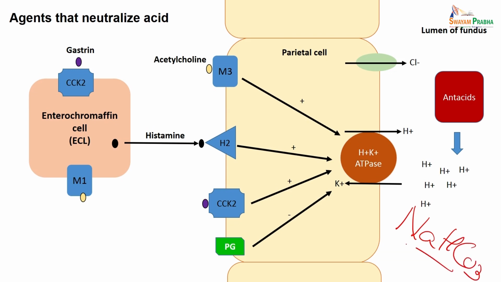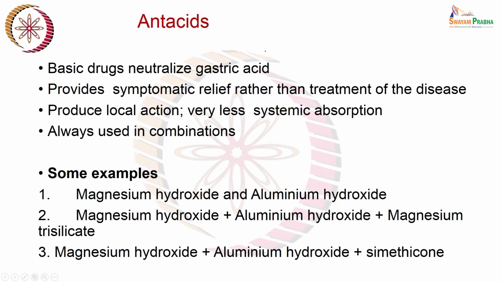Now, if you give sodium bicarbonate, this is the most powerful, but at the same time we do not want this alkali to go inside the body. So, there could be two types of antacids. One is which goes inside the body, that means a systemic antacid. The other is which remains in the stomach, which is called a non-systemic antacid.